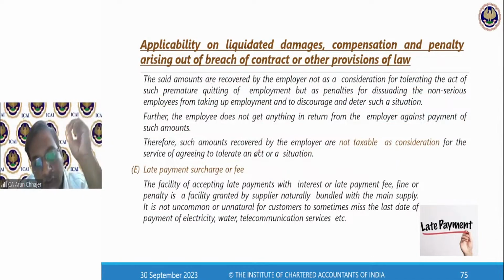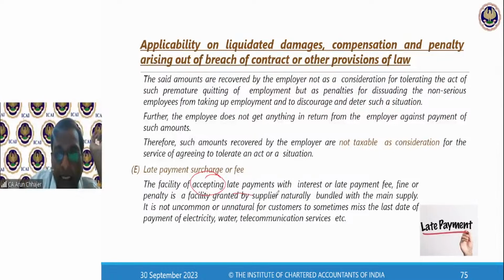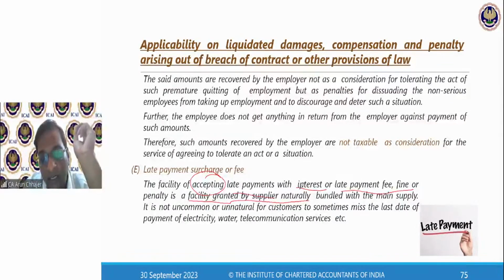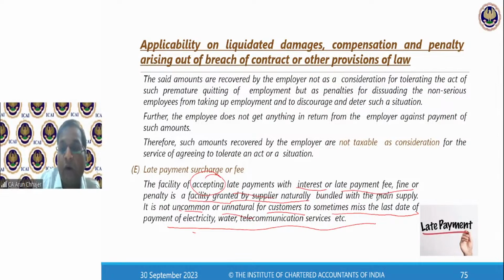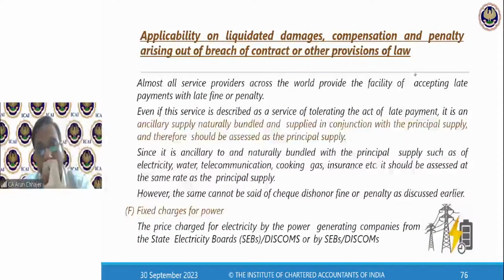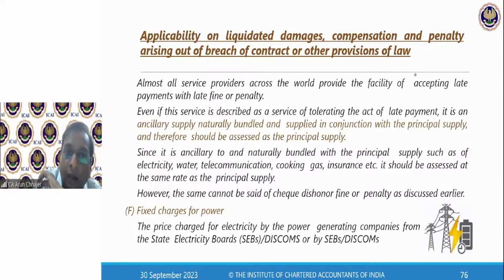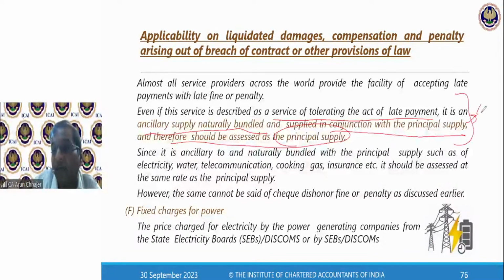Late payment surcharge or fees. The facility of accepting late payment with interest or a late payment fee or fine is a facility granted by the supplier which is naturally bundled with the main supply. It is not uncommon or unnatural for the customer to sometimes miss the last date of payment of electricity, water, telecommunication, etc. Almost all service providers provide the facility of accepting late payment with a late fine or penalty. Even if this service is described as a service of tolerating the act of late payment, it is an ancillary supply which is naturally bundled in conjunction with the principal supply and therefore should be assessed as the principal supply, and it forms part of the composite supply.